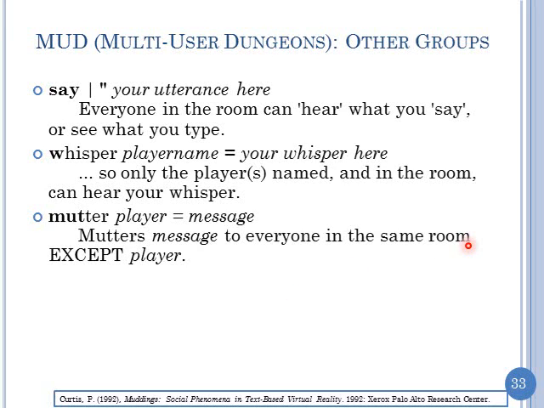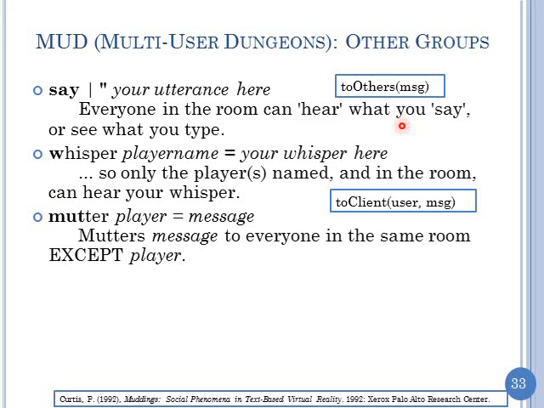Okay? And in there you can say, whisper to something. You can say, okay? So everyone in the room hears what you say. So that's to others. You're sending it to everybody else. You can whisper to somebody. That's to user. Now you can also mutter, where if you want to send a message to everybody but so-and-so, I can imagine having such a call too, but we'll just use a general call and say, you form the group yourself. So we're going to say to users, and we're going to give the list of users and have the message go there. That's a flexible system.